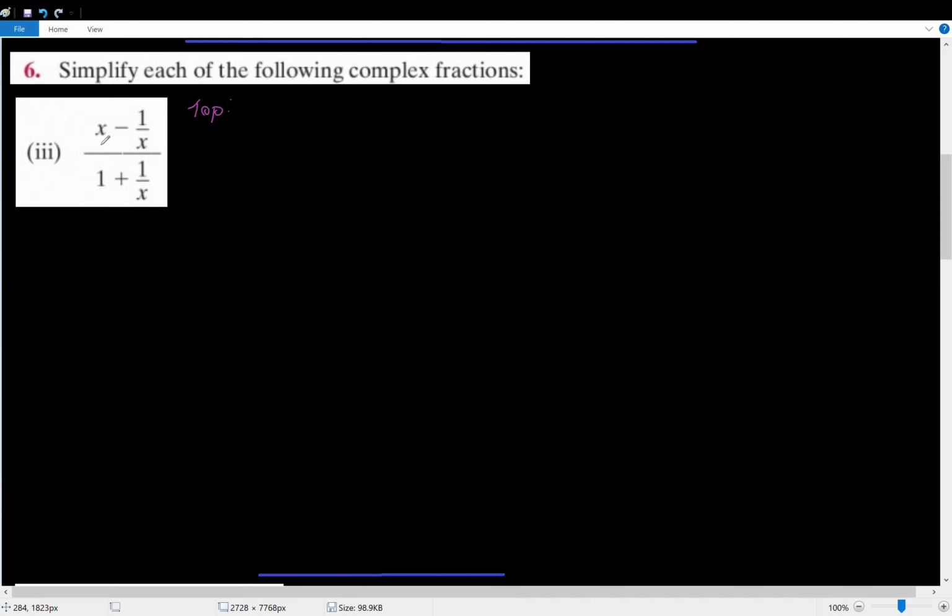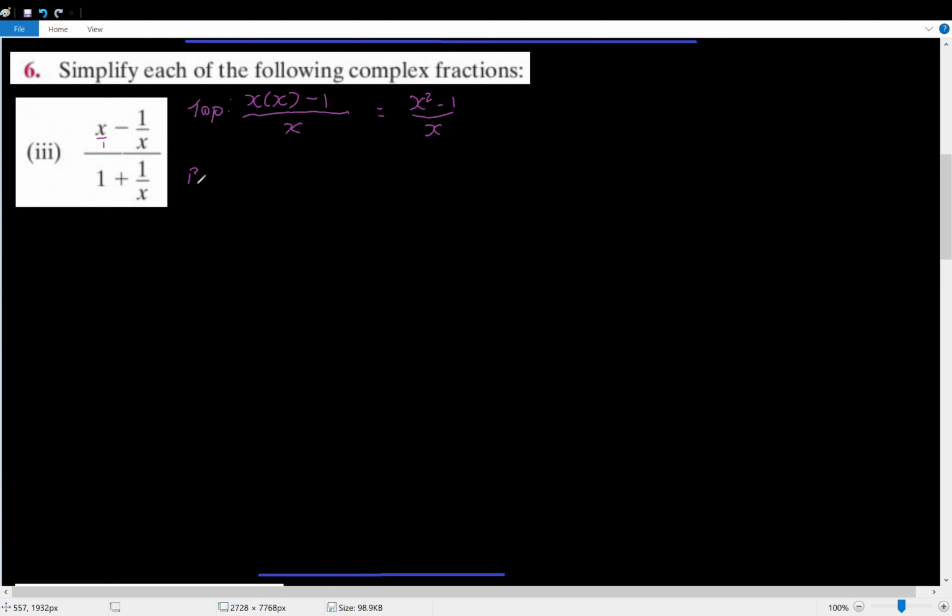So what we actually have here is x over 1 minus 1 over x. So our lowest common multiple between 1 and x is x. And then on top, x divided by 1 is x, so it's going to be x times x. And then x divided by x is just going to be 1, so it's just going to be minus 1, like that. Which means on top, we're going to have x squared minus 1 all over x, like that.